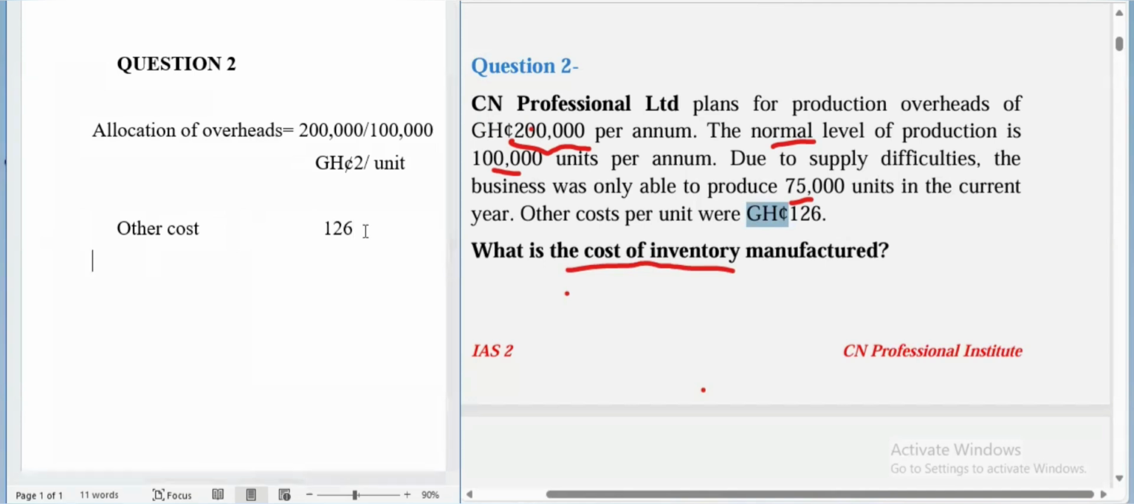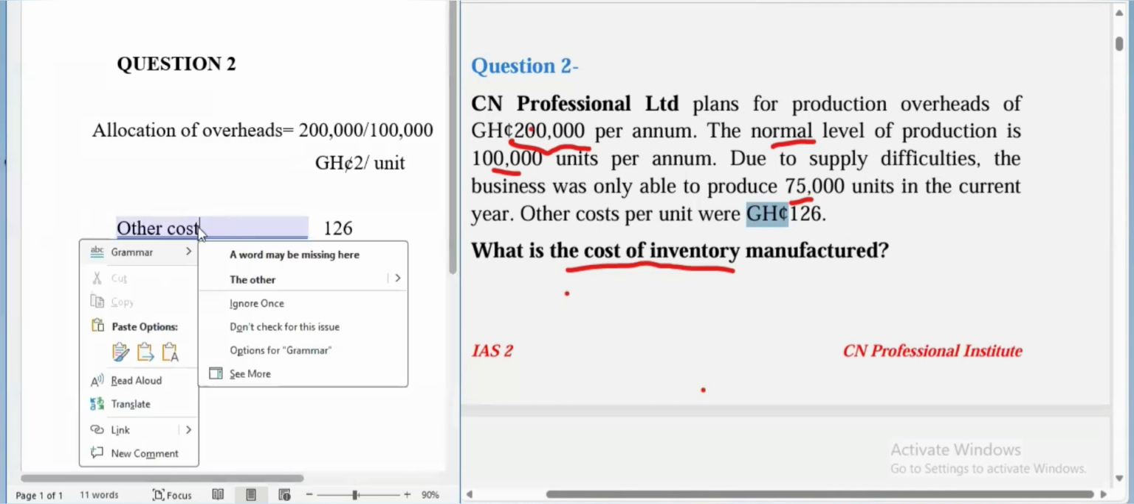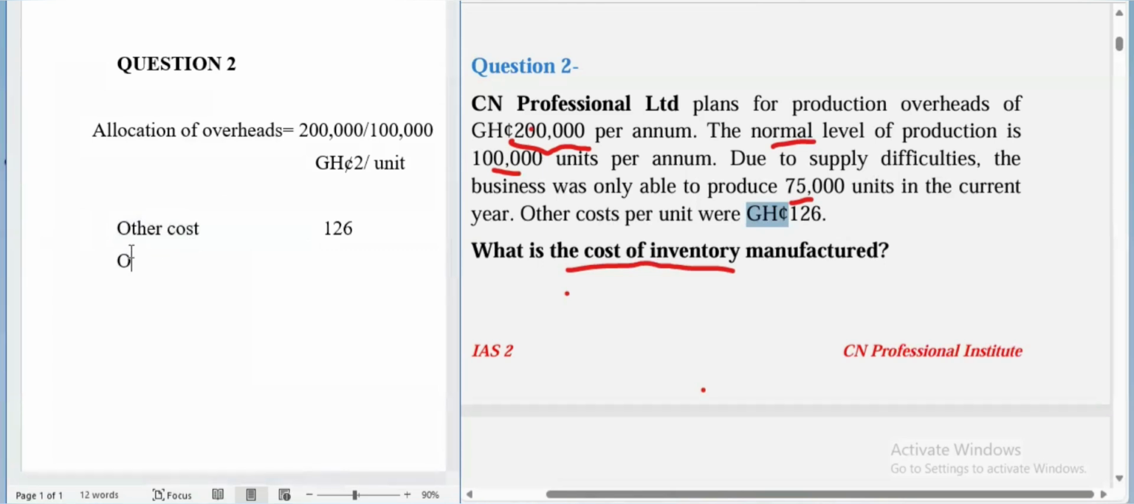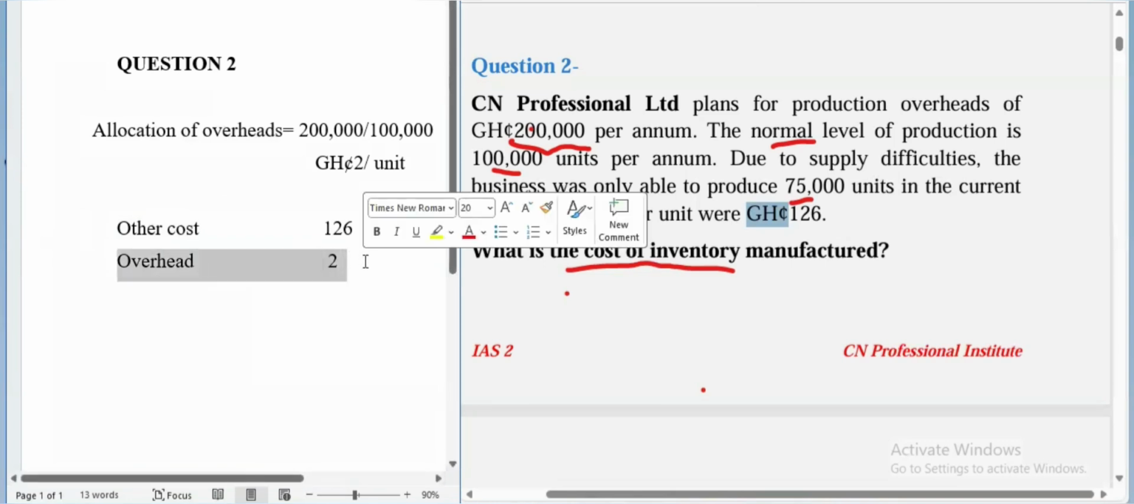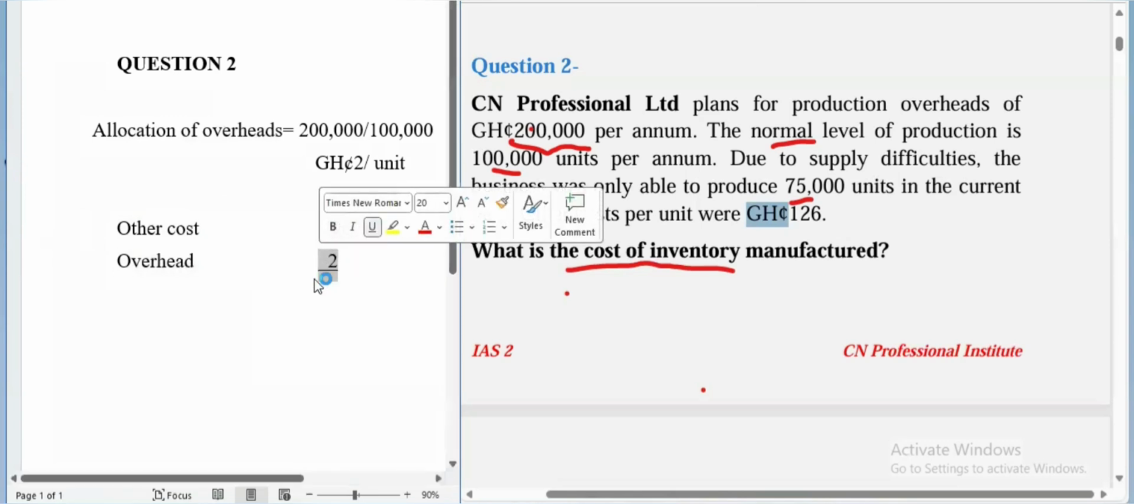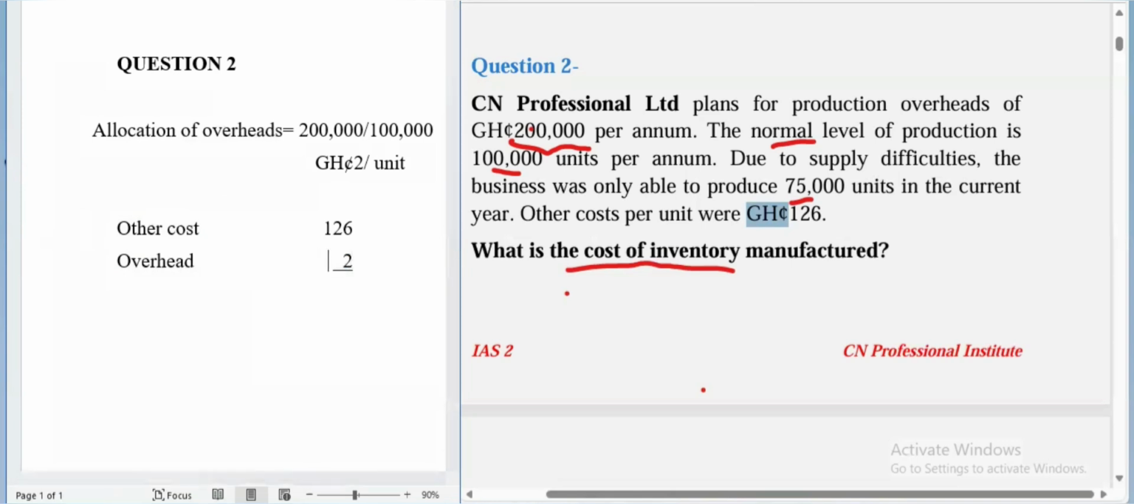We add the overhead. Don't forget that this other cost per unit here is per unit. The other cost here is per what? Unit. Then we bring our overhead, and also per what? Unit. So that one we have 2. So you sum the 2, and then we have 128. That's the 2 plus the 126. So we are going to have 128 as the total.